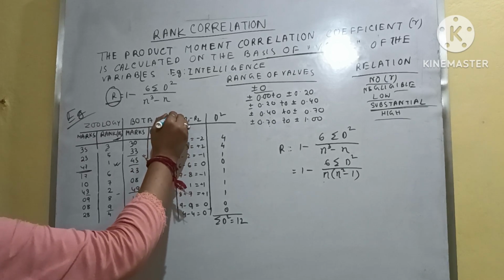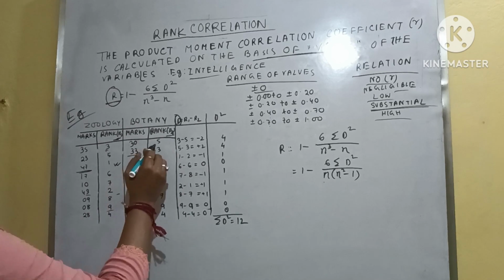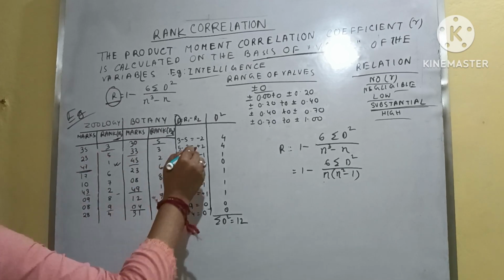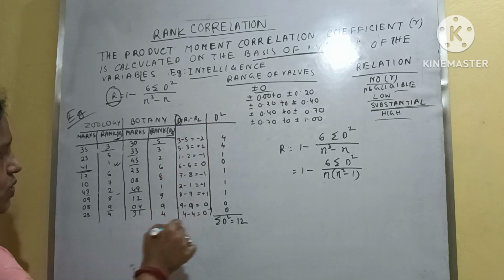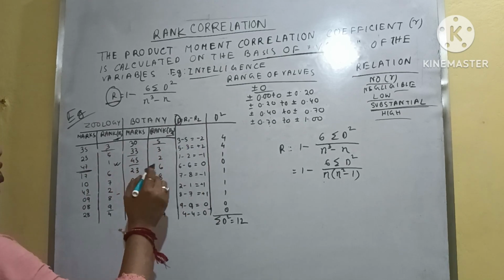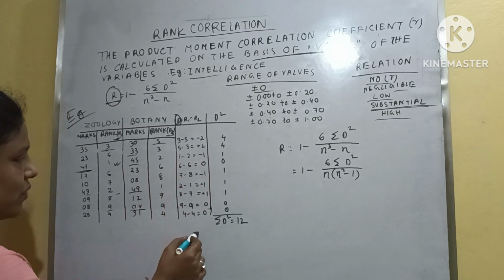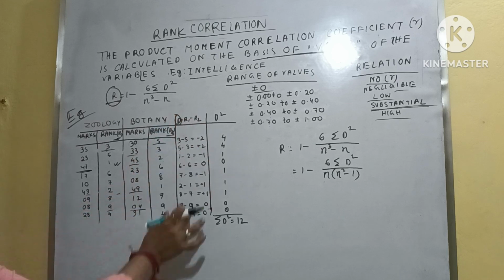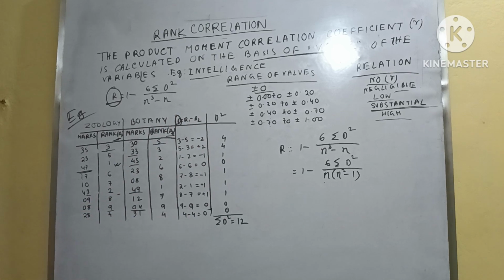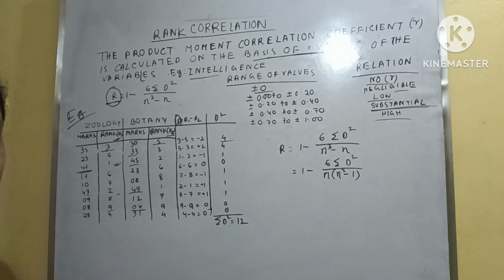Next, we calculate the D value, the difference between rank 1 and rank 2. If we subtract rank 2 from rank 1, we get the D values. Here, 3 minus 5 is minus 2, 5 minus 3 is plus 2, 1 minus 2 is minus 1. In this way we get these values. Now, squaring these values, we get the D square values.